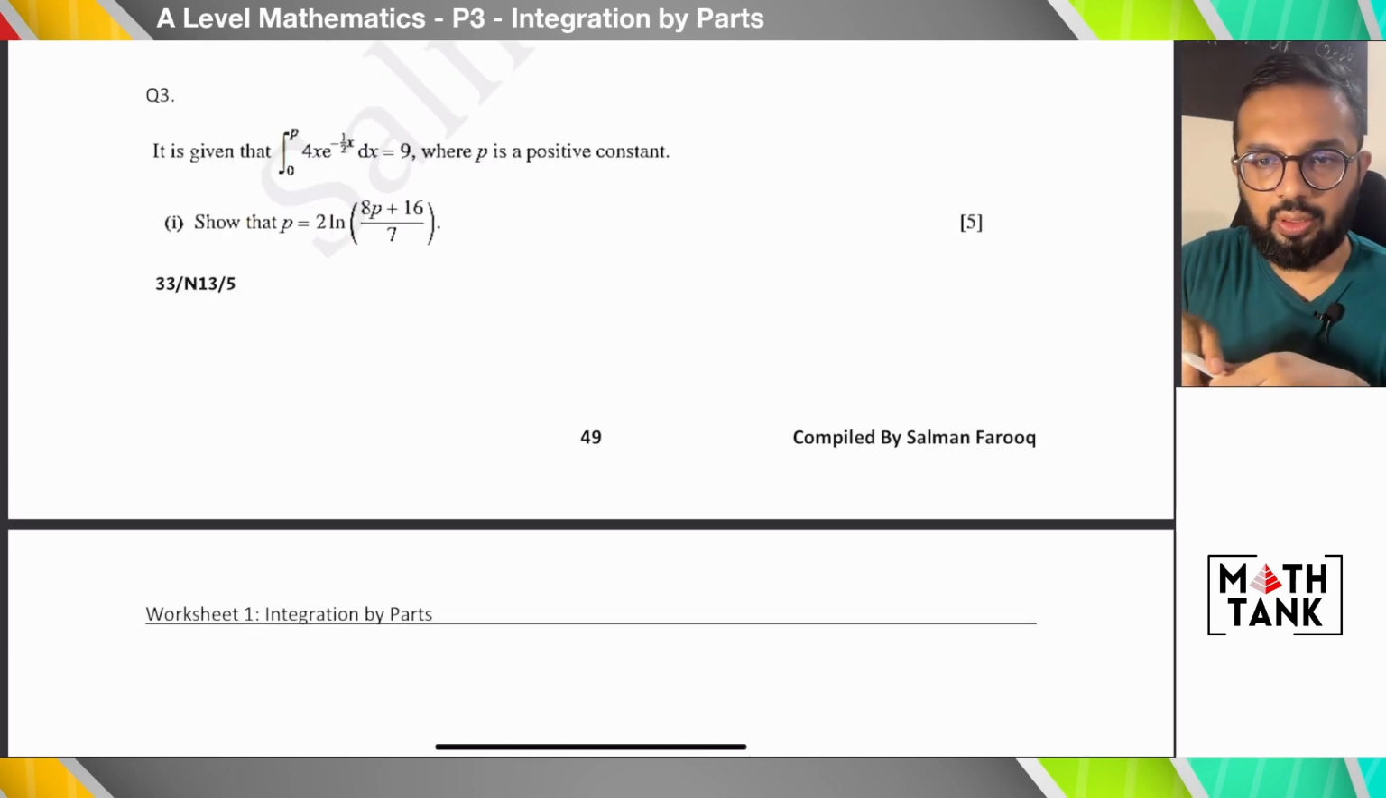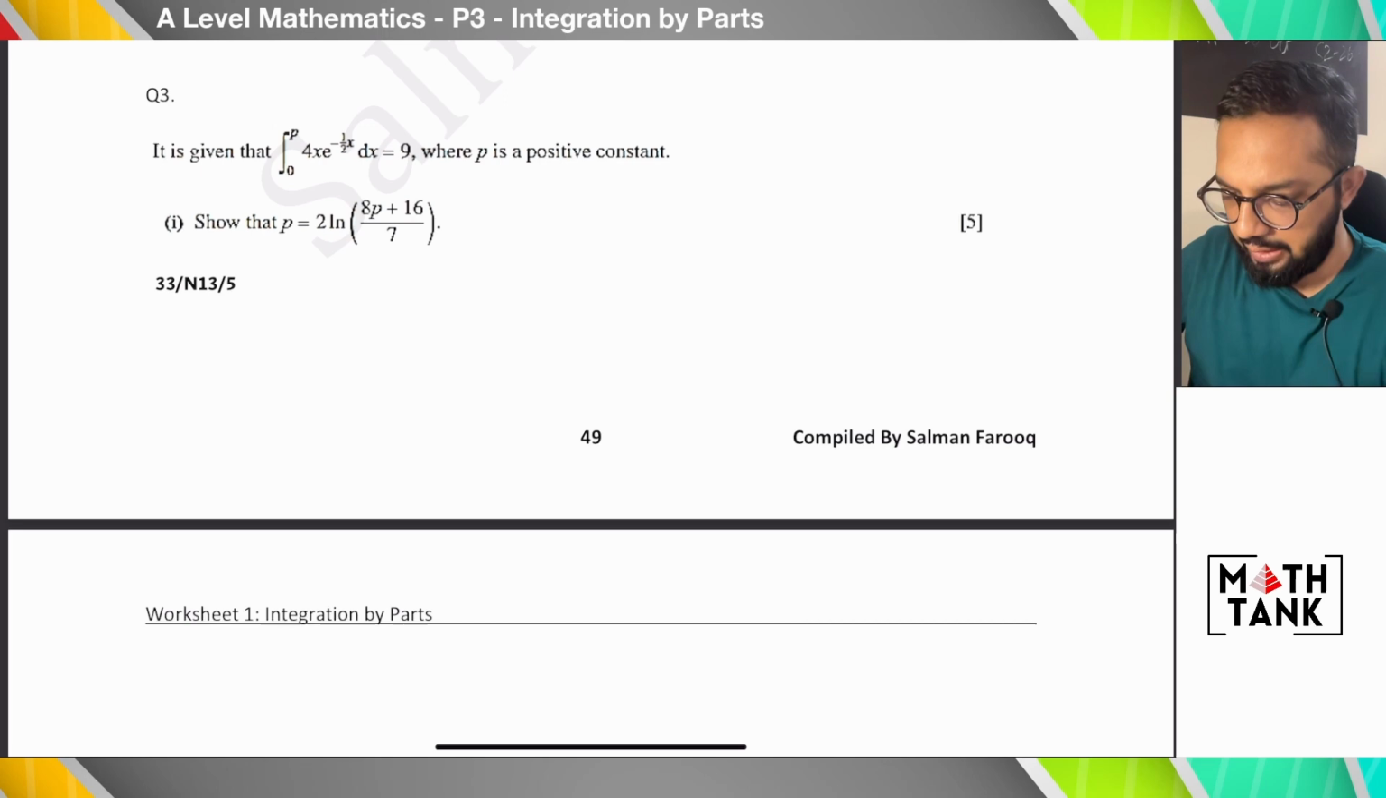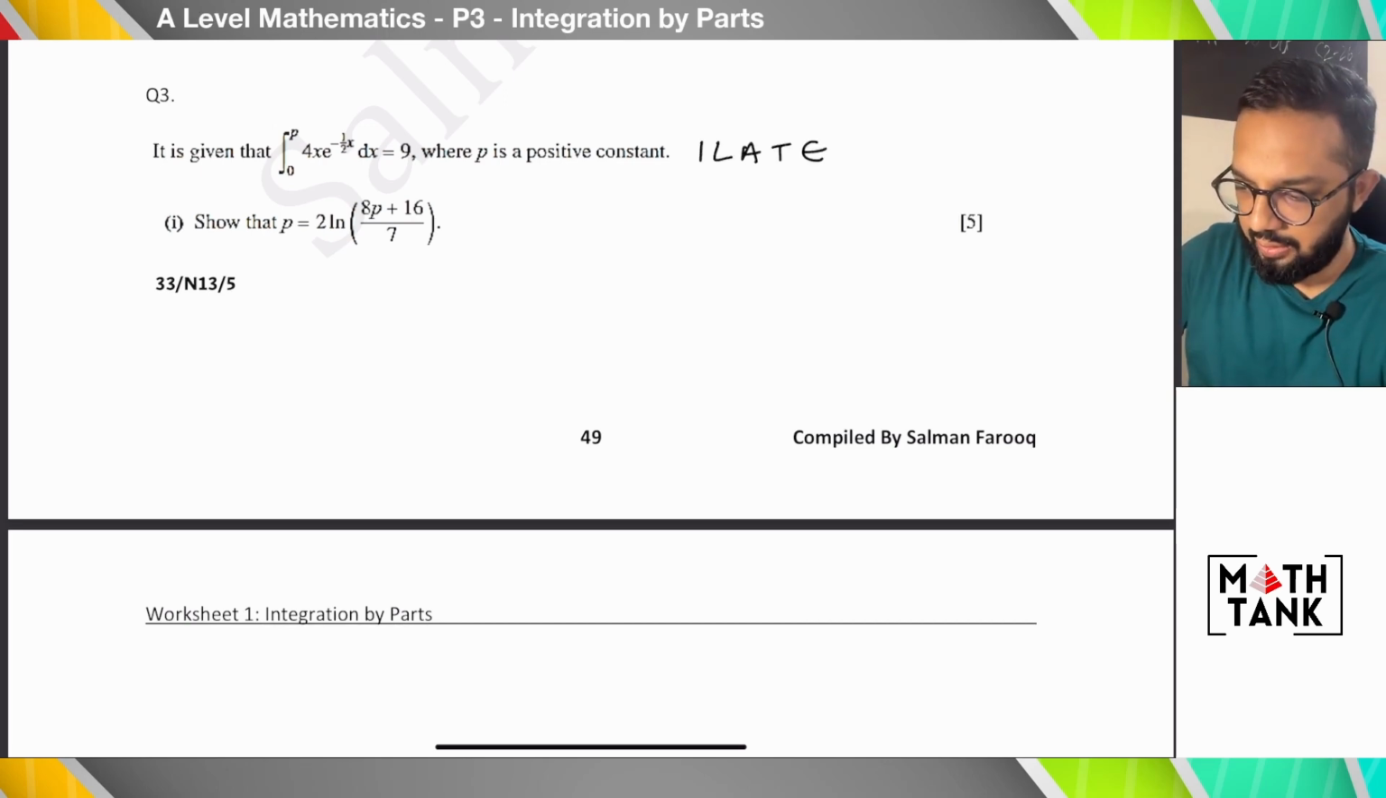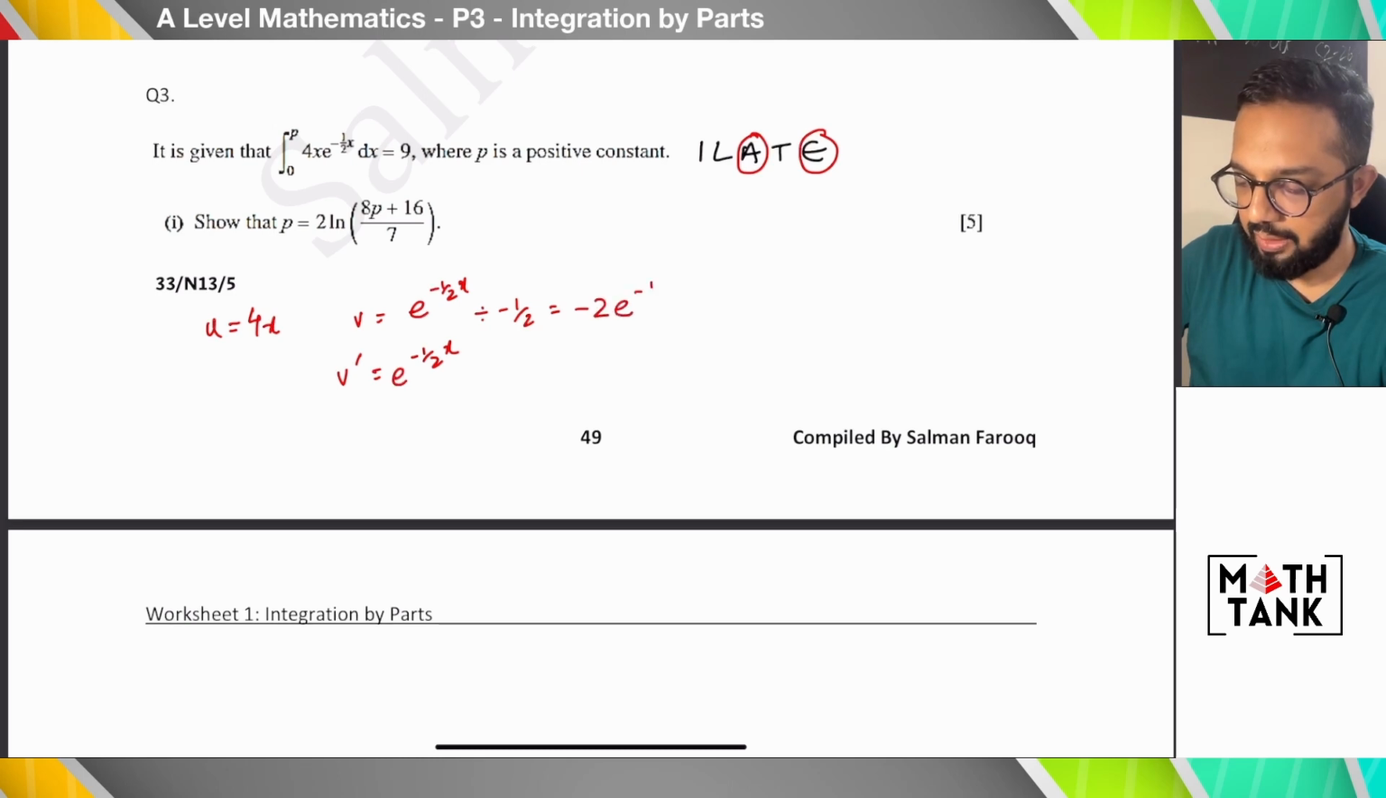Okay, moving to question number 3. It says it is given that this, again, this is the same type of question. So let's write ILATE. There are two, algebraic and exponential. So I'm going to say that u is 4x and v dash is e power minus half x. So v is therefore e power minus half x divided by minus half, which gives me minus 2 e power minus half x. u dash is 4.